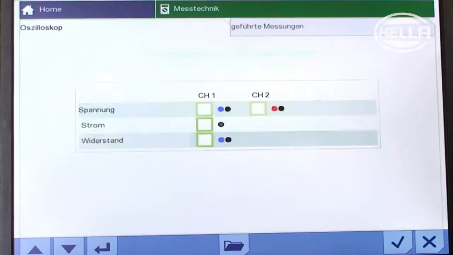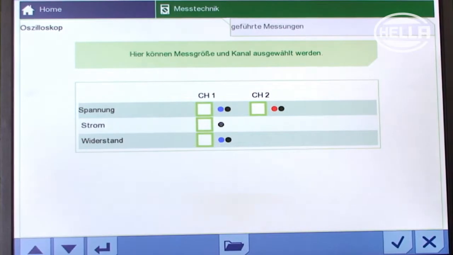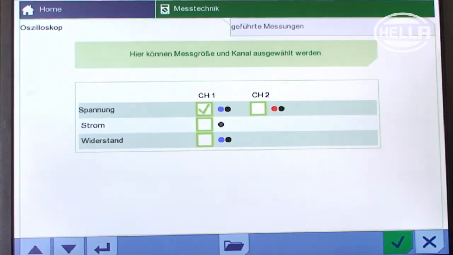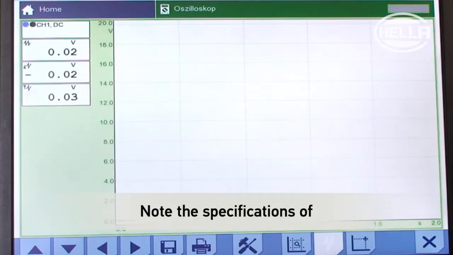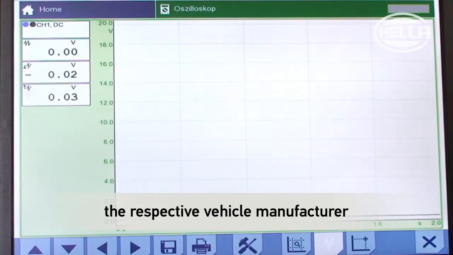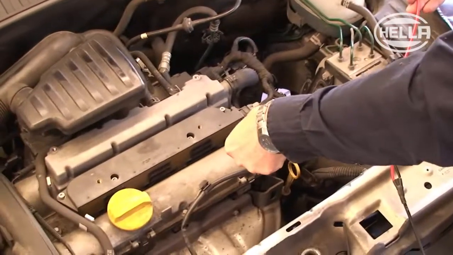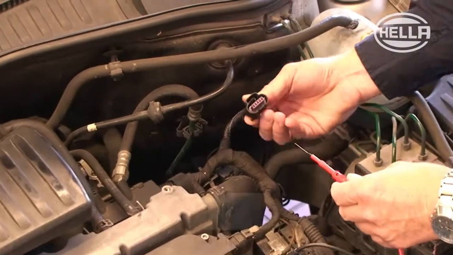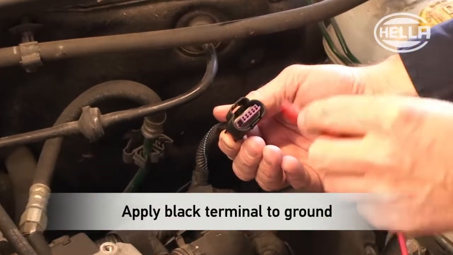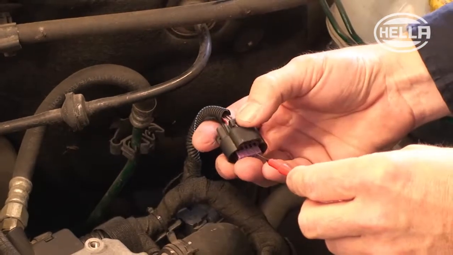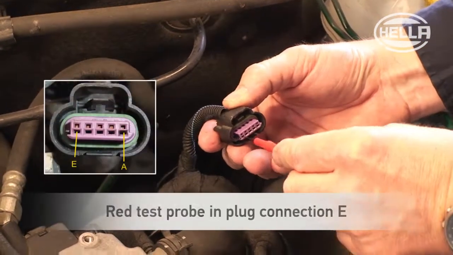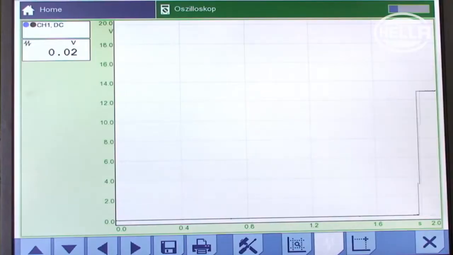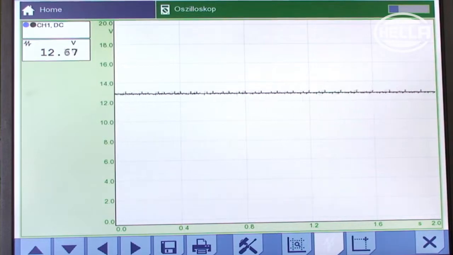The next step is to monitor the measurement module and the measuring technique functional scope to check the voltage supplied to the EGR valve. In this context, always take the vehicle manufacturer's specifications into consideration. You start by using the test probe of the measurement module to measure the voltage supplied to the EGR valve from the relay. Apply the black terminal to the engine mass and unplug the connector to the EGR and insert the red positive test probe into plug connection E.